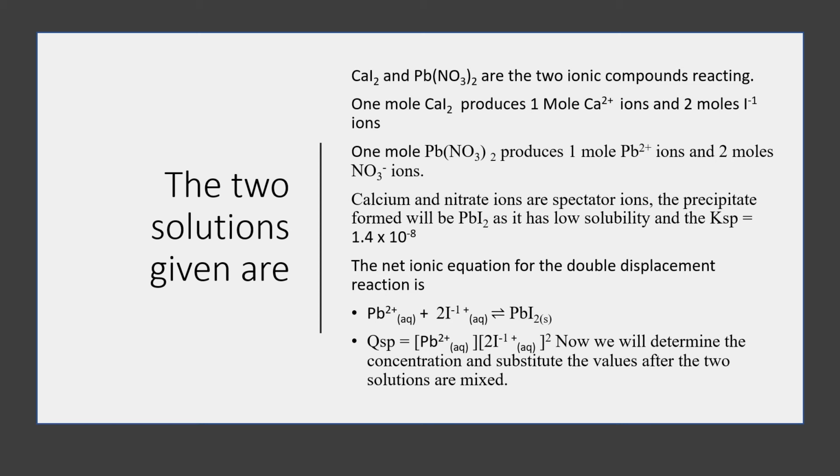The calcium nitrate that is formed, they form spectator ions. They do not precipitate. And therefore, I'm going to write the net ionic equation for this reaction. The expectation is, when we are doing this lesson, you know what a total ionic equation and a net ionic equation are. The equation that I have written here is the net ionic equation for the reaction between calcium iodide and lead nitrate. It produces the precipitate, and that's what we see here.